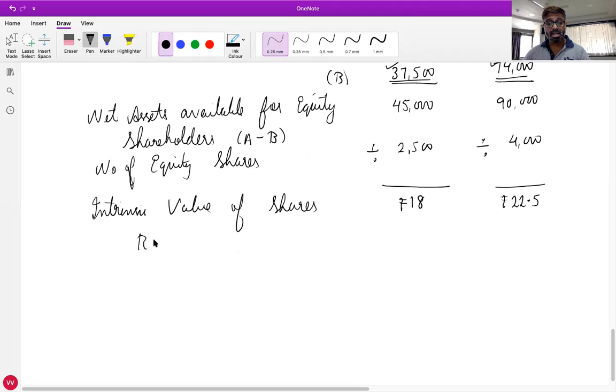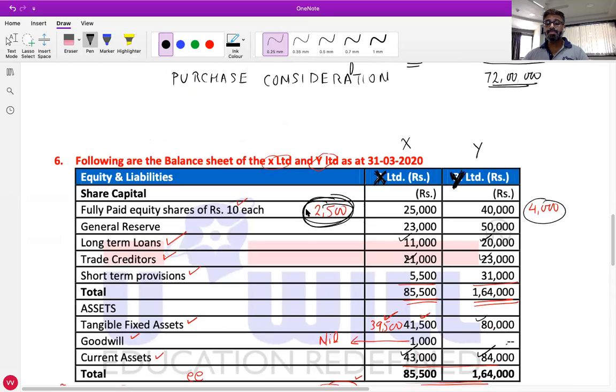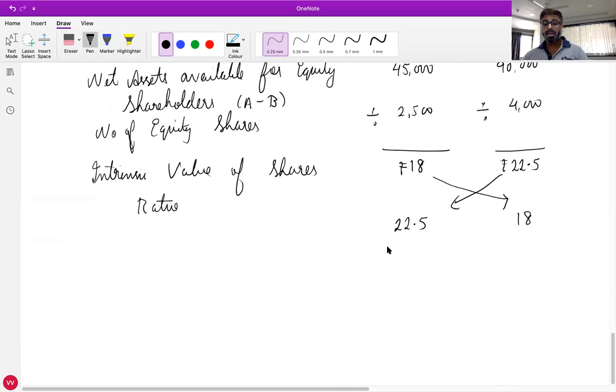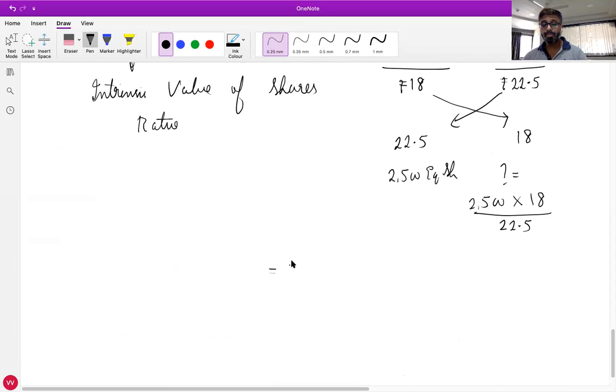Now, the exchange ratio: just reverse it. Means for every 22.5 equity shares of X Limited, you will give 18 shares of Y Limited. Now, X Limited has 2,500 equity shares. You will give how many? 2,500 into 18 divided by 22.5. How many shares will you give? 2,000 equity shares.